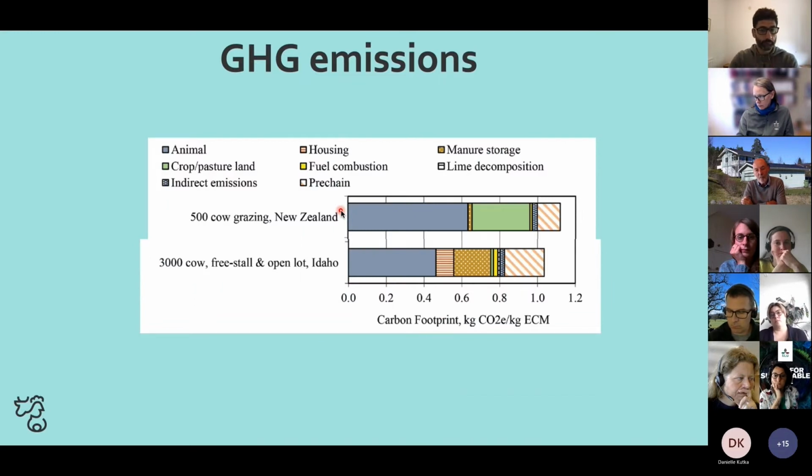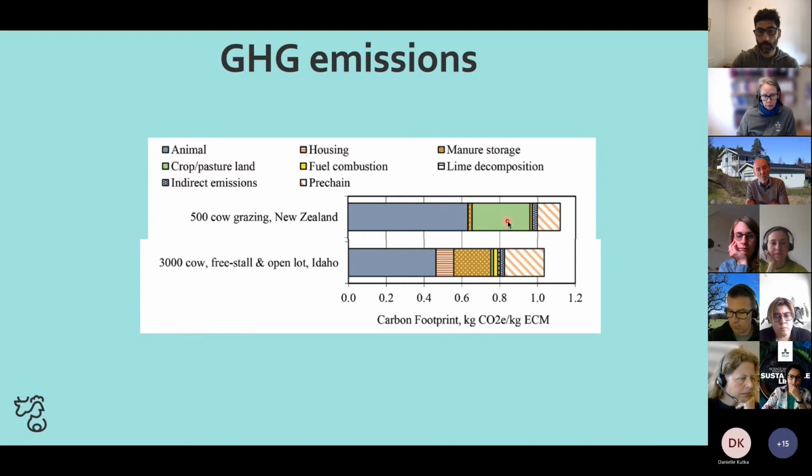We can use these two models as examples of how the different sources of emissions contribute to the emissions of the production of milk in this case. So this is an intensive farm in the US, and this is an extensive grazing farm in New Zealand. As you can see, in both cases, the production of enteric methane from the animal is the main source of emissions, but then the proportional importance of other sources changes from one system to another.